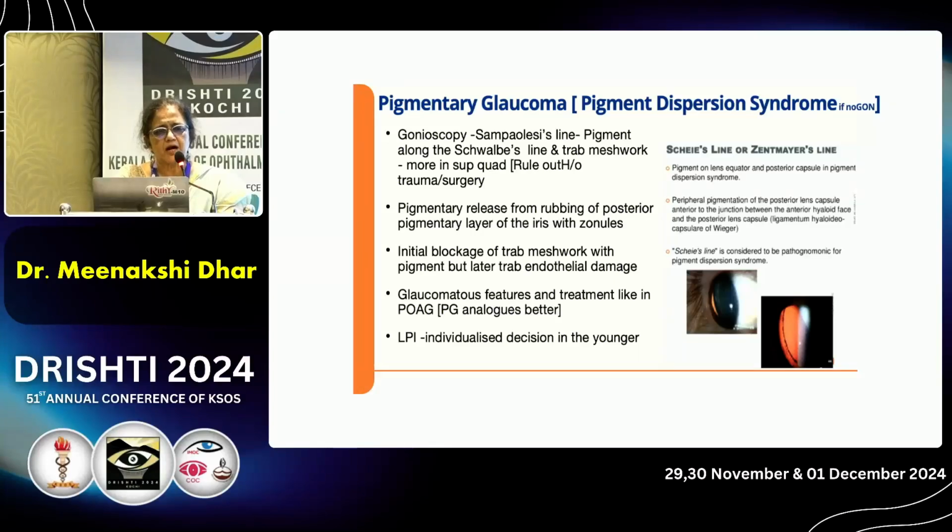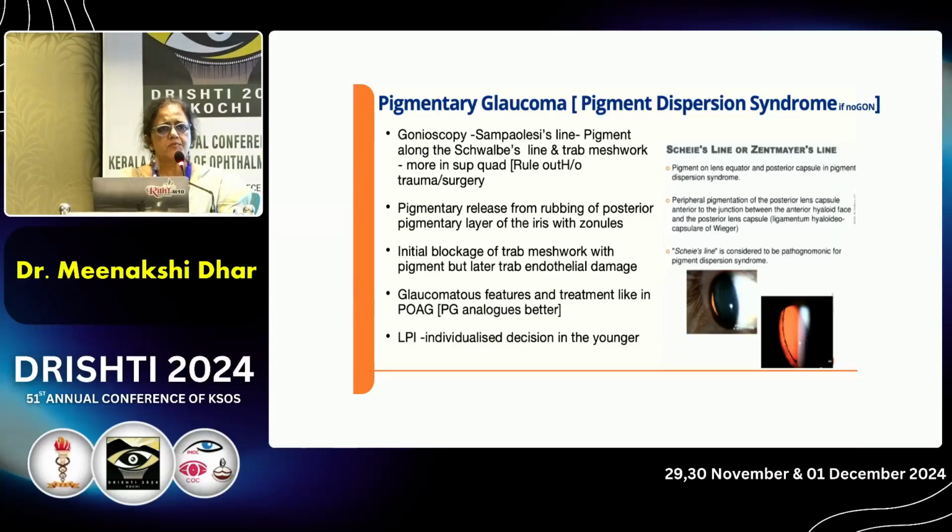Pigment release occurs because of the rubbing of the posterior pigmentary layer of the iris with the zonules, and they tend to have a kind of double hump pattern. And there is a role of laser iridotomy. Some say that it works. I always do it because this would prevent the repeated rubbing between the iris and the zonules. And especially it is important to do it in the younger people.